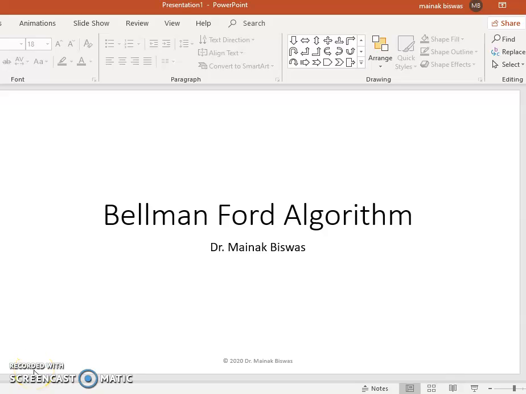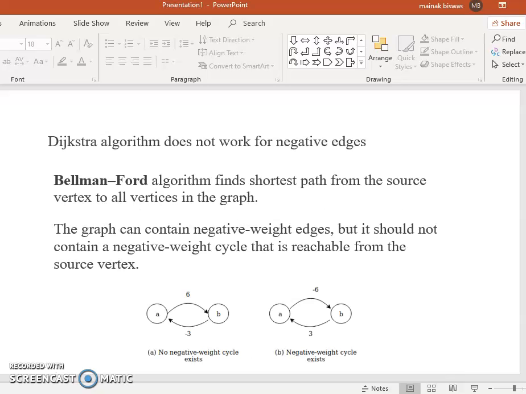Today we are going to learn about the Bellman-Ford algorithm. The Bellman-Ford algorithm is a single-source shortest path algorithm that finds the shortest distances from one vertex to all other vertices in the graph. Dijkstra's algorithm also does this, but unlike Dijkstra's algorithm, we can put negative edges in a graph. Another precondition of using Bellman-Ford is that the graph should not contain a negative weight cycle that is reachable from the source vertex.